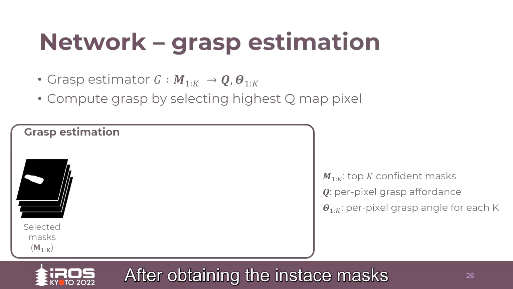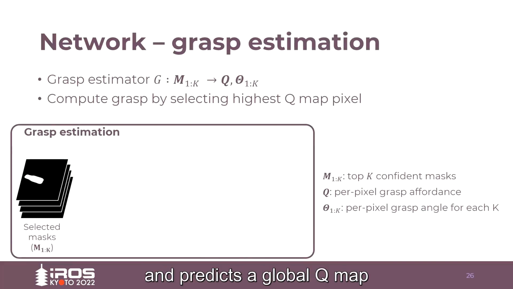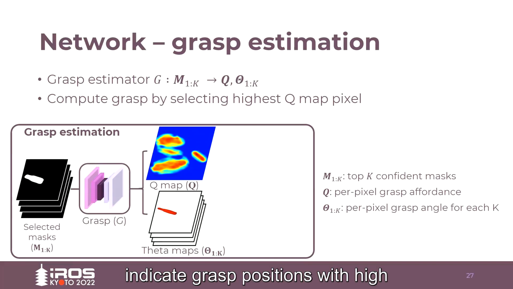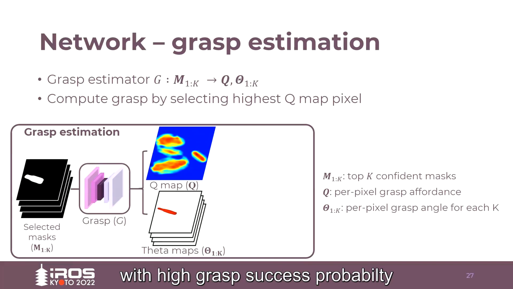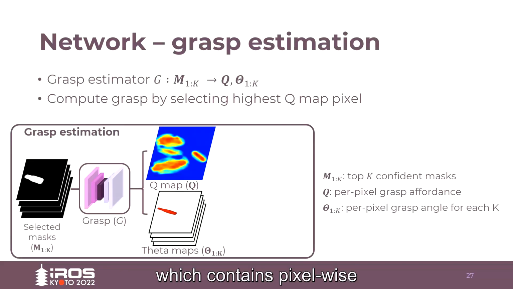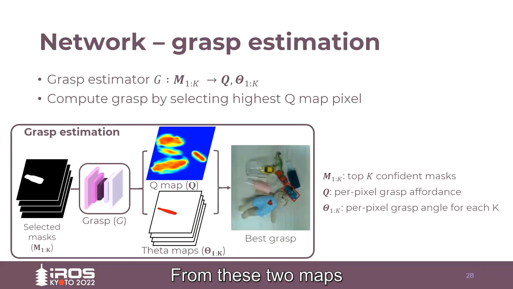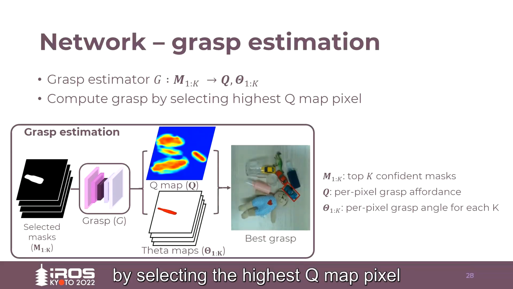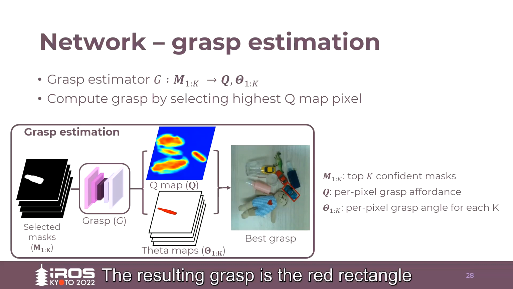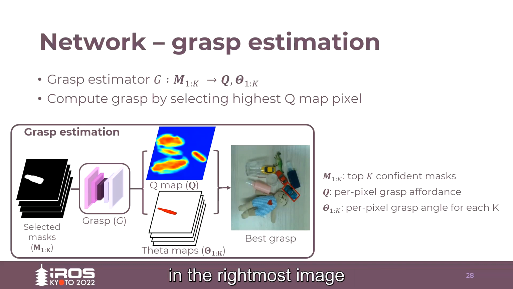After obtaining the instance masks, the grasp estimation network, G, observes the top K masks and predicts a global QMap with pixel-wise affordance of grasp. The red pixels of the QMap indicate grasp positions with high success probability and blue otherwise. In addition, we also predict a theta map, which contains pixel-wise optimal grasp angles. From these two maps, we can compute the grasp by selecting the highest QMap pixel and reading the theta map at the corresponding pixel. The resulting grasp is the red rectangle on the rightmost image.